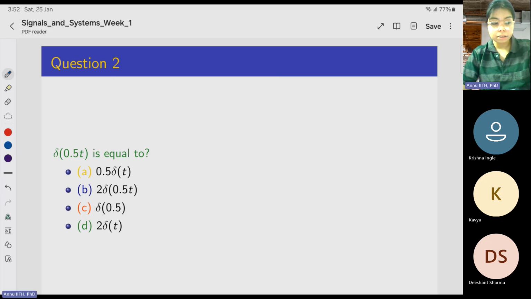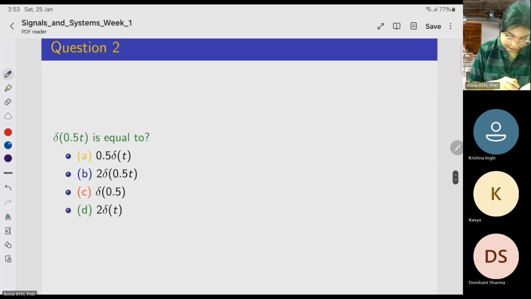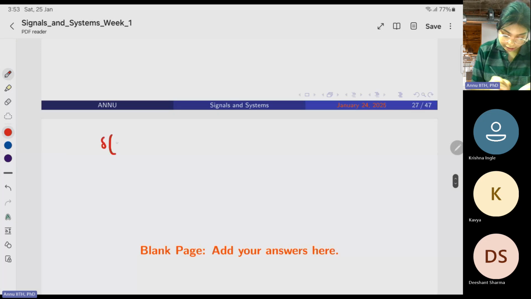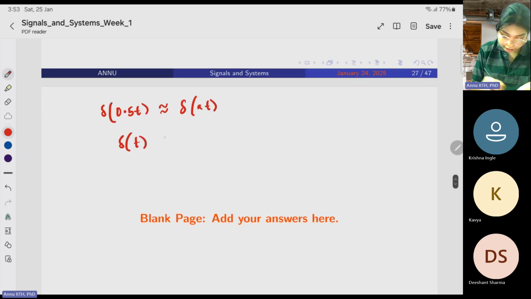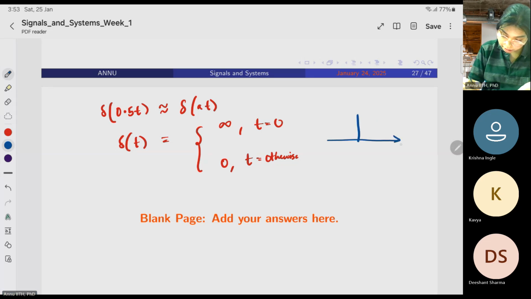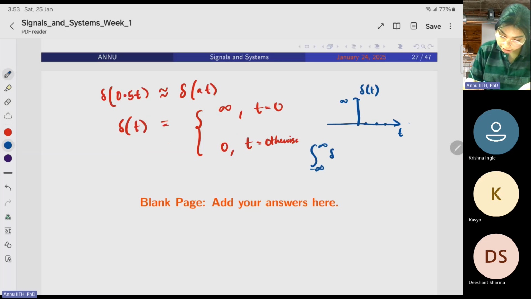Delta function is very, very, very important. Kavya, just now we discussed, right? So we have delta 0.5t that we can represent in terms of delta at. As we know, delta t is infinity at t equals 0, and 0 otherwise. So a simple way of representing it is infinity at t equals 0, otherwise it is 0. Now we also know the integration over delta t is 1.